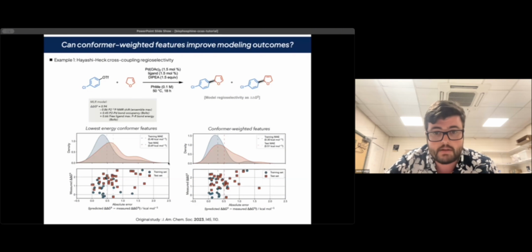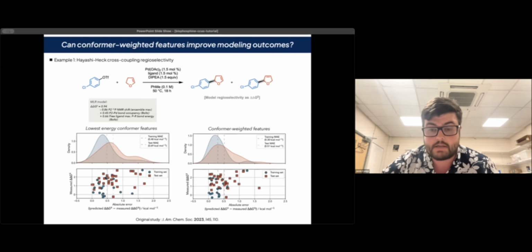And what these graphs are showing, this top panel here, is the density of our modeling errors, the training set in blue and the test set in red. This particular example was chosen because the test set in the previous model that we published showed that some ligands which were further away in chemical space were poorly modeled compared to the ones close to the original training set. So we had the original ligands in blue, and the ones that are further away as the test set. And you can see that we have a modest improvement when we go to our conformer weighted features.